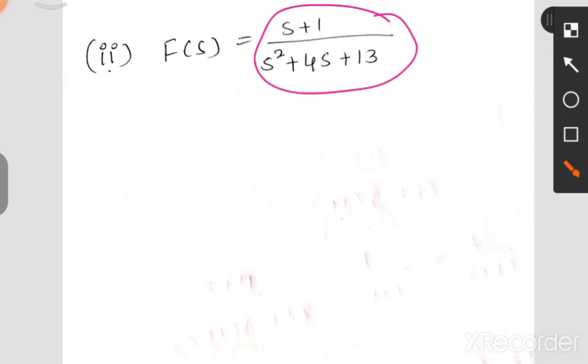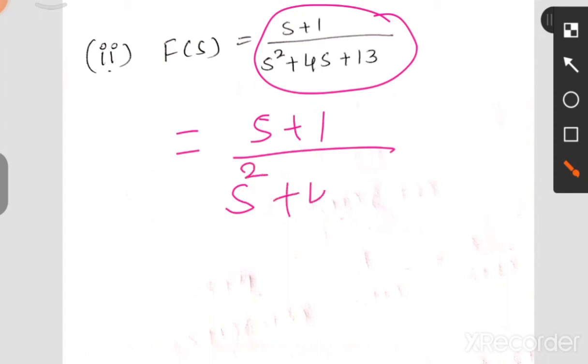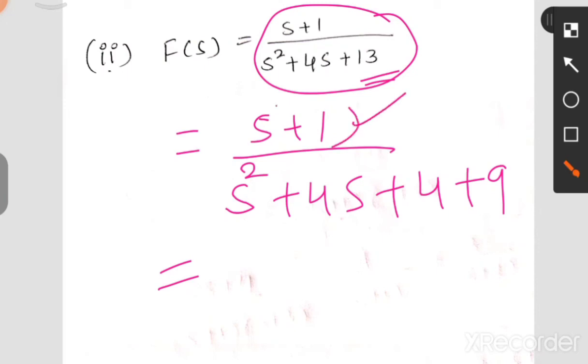That is s plus 1 as it is, you keep in the numerator, but the denominator part we have to get in the form of s plus 2. So s plus 1 divided by, let's see, s square plus 4s plus 13 can be written as 4 plus 9. When you practice much, you will come to know this. Okay, then what about this? Keep the numerator as it is, s plus 1, s square plus 4s plus 4 plus 13.